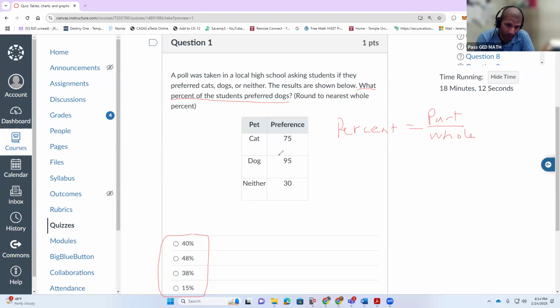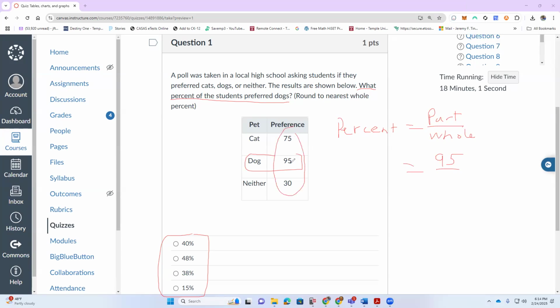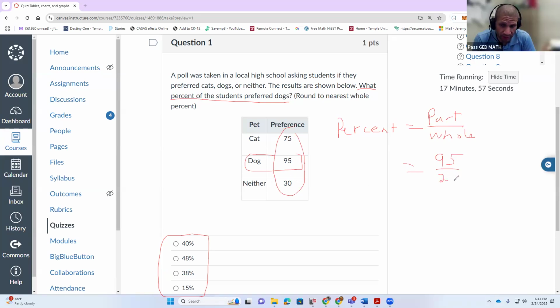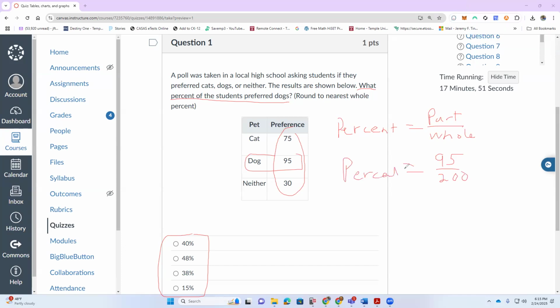First of all, we want to know what percent is dogs. So that's going to be our part. Our whole is going to be all of these. So we got 95 plus 75 is 170 plus 30 is 200. That's what they say, part over whole. So again, you can grab your calculator.